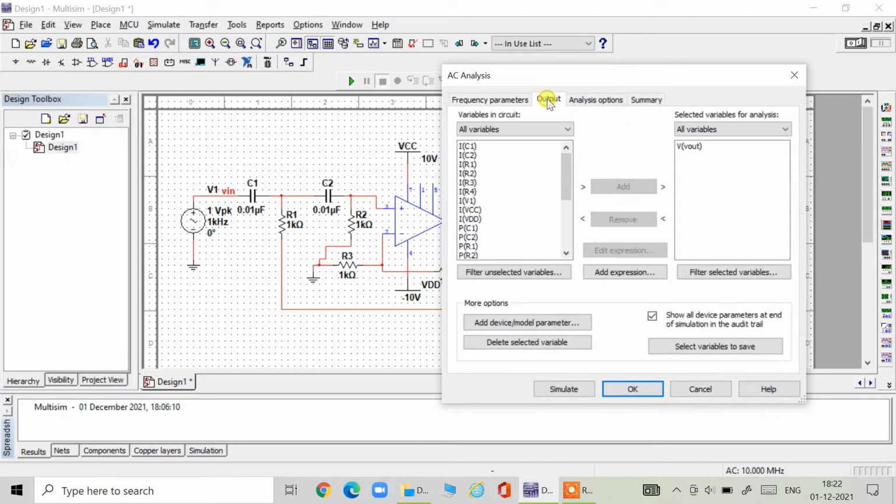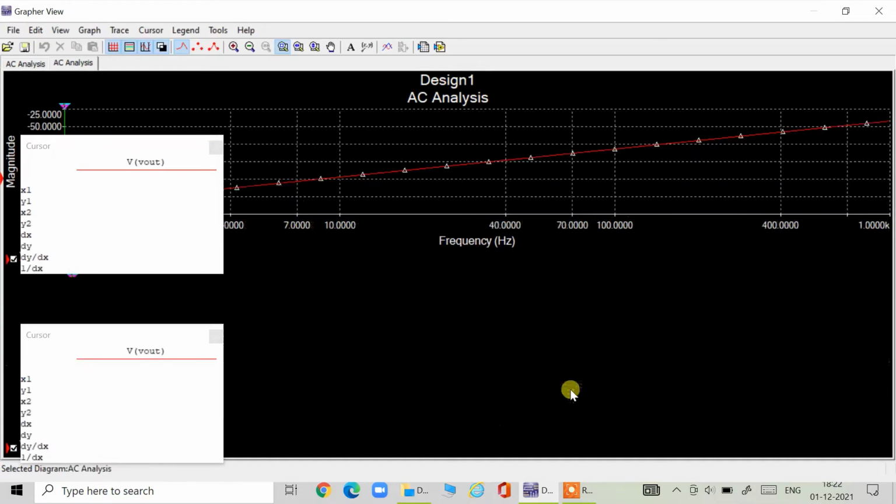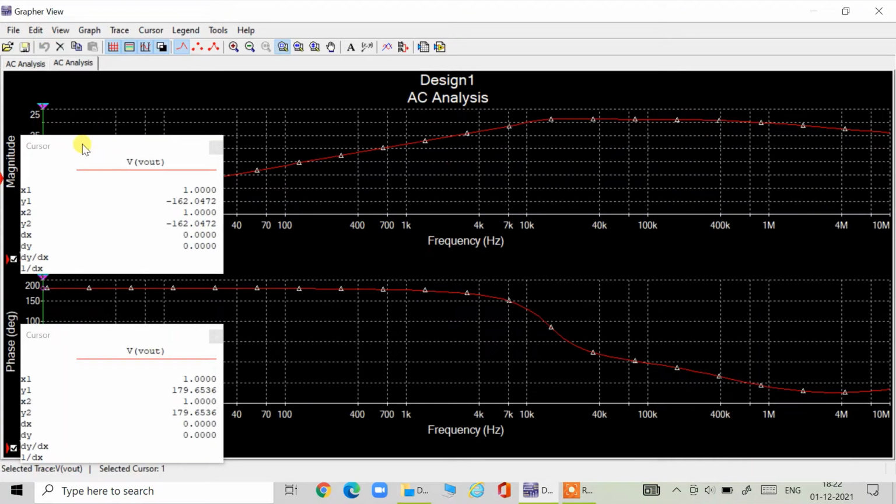Now come to the output. So we want V out. So already V out is here. If you are not getting V out here, then V out will be here. So we are taking V out here. Then simulate. So see here.